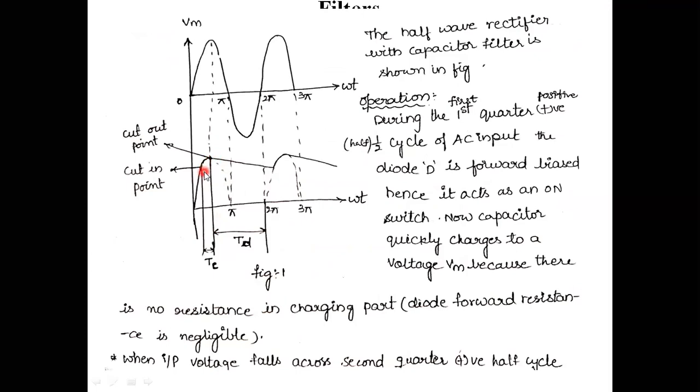The first initial point we took is the cut-in point, the initial point of charging time. As the voltage increases from the cut-in point, it will reach the maximum level. That point is known as the cutout point. From this cutout point it goes to the next cut-in point.